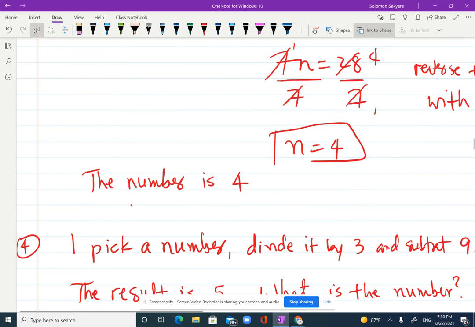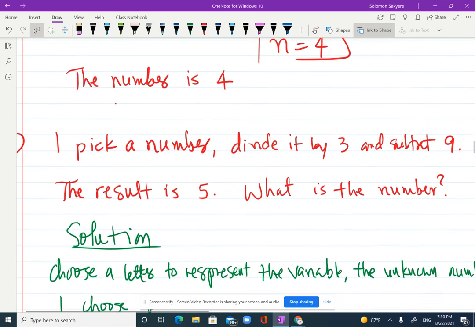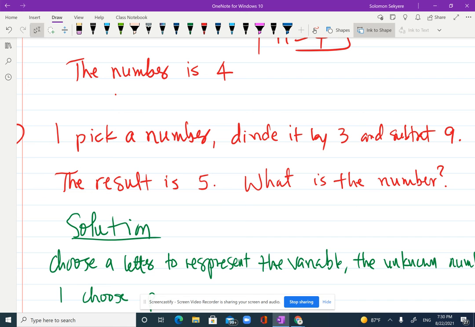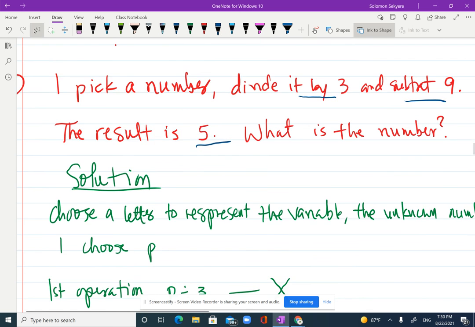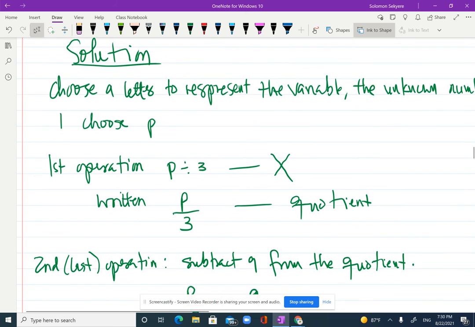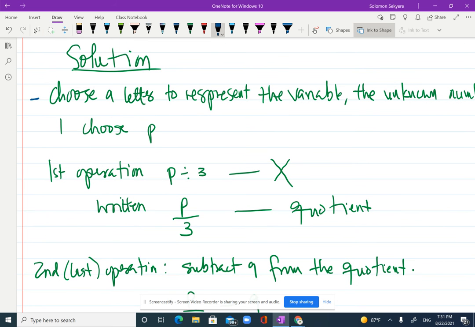That's your answer. Okay, so now let's try something else. I pick a number, divide it by 3, and subtract 9. The result is 5. What is the number? Okay, so the first step is to choose a letter to represent the variable, which is the unknown number. I choose P, you can choose Y, you can choose K, any letter except the letter O.